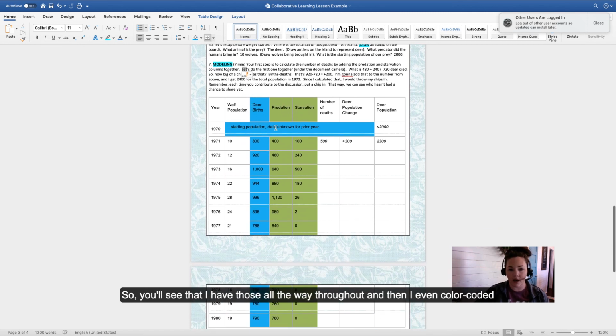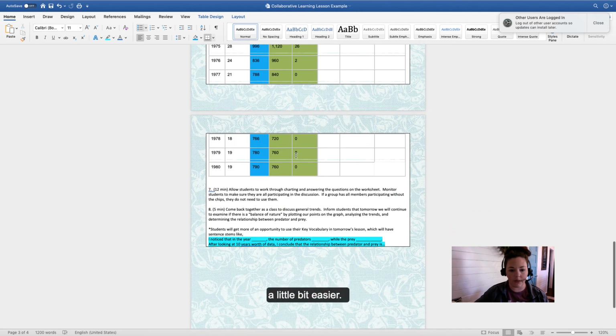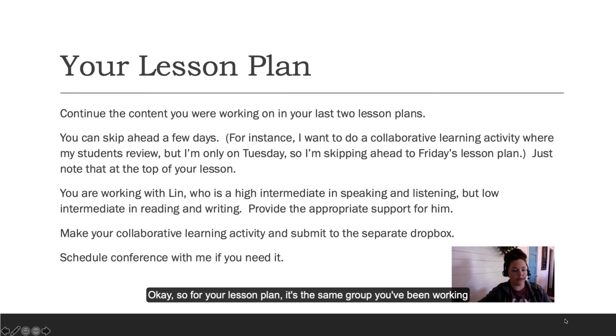And then I even color coded my chart so that they can add and figure out the deer population a little bit easier. Okay, so for your lesson plan, it's the same groups you've been working in all semester. I want you to continue the content you were working on in the last 2 lesson plans, but it's okay for you to skip ahead a few days in your sequencing.